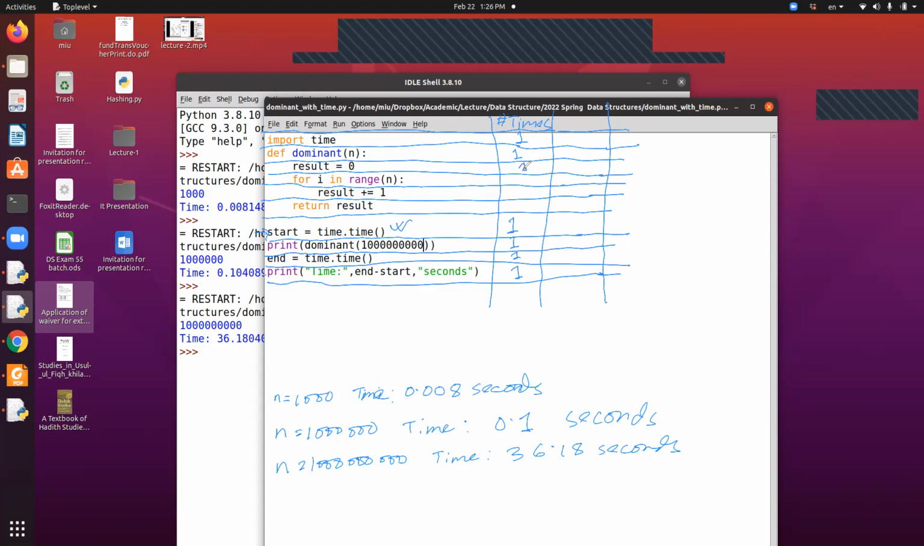Very good. So what about this line? For i in range n, how many times? Or let me forget about this line. Let us discuss this line. How many times is this line running?